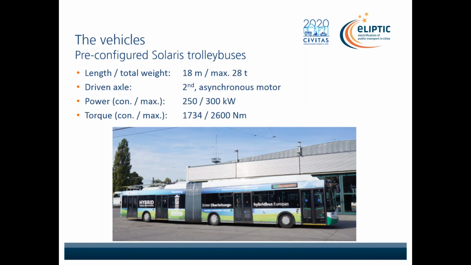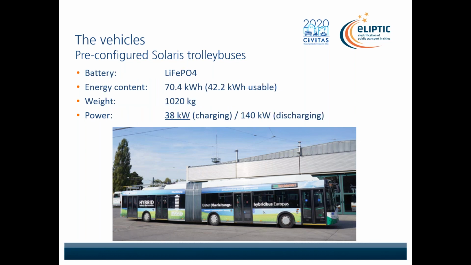Let's have a closer look at the buses. They are more or less conventional hybrid trolleybuses, in this case equipped with a battery. We have an energy content of roughly 74 kilowatt hours, of which 42.2 kilowatt hours are usable.